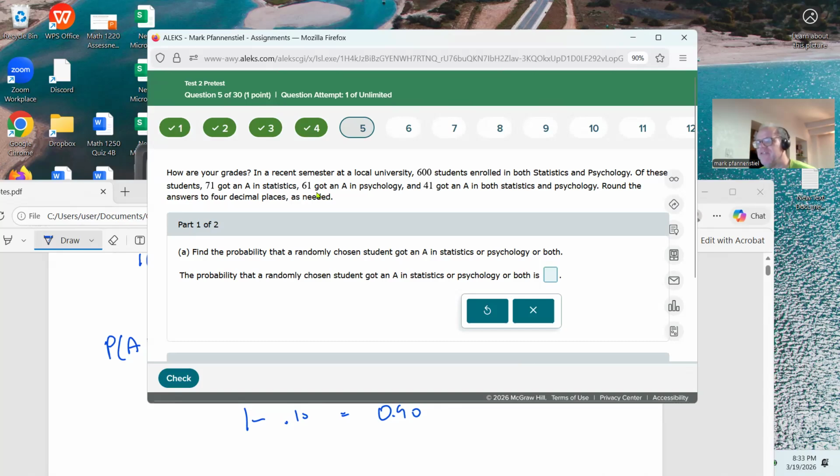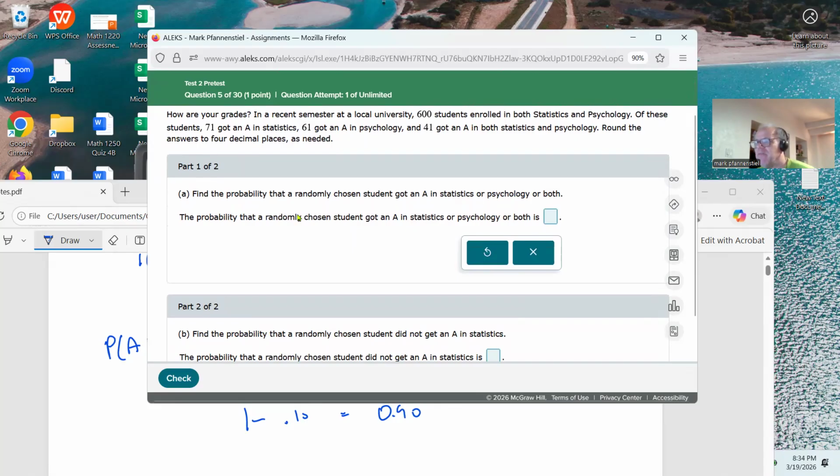So, how good are your grades? Hopefully, they're great. In a recent semester at a local university, 600 students were involved in both statistics and psychology. Of these students, 71 got an A in statistics, 61 got an A in psychology, 41 got an A in both. Round the answers to four decimal places. Find the probability that a randomly selected student got an A in statistics or psychology or both.